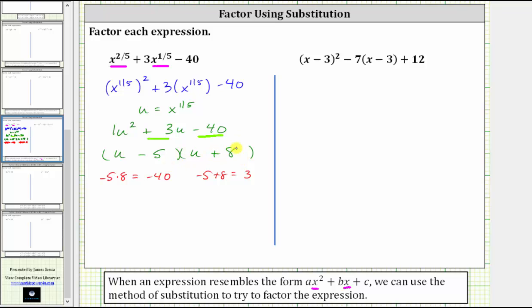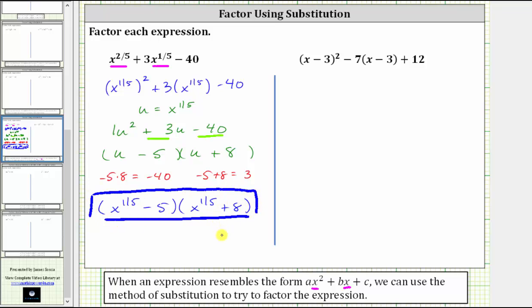And now that we have it factored in terms of u, we write it back in terms of x using u equals x raised to the power of 1/5, which means one factor is x raised to the power of 1/5 minus 5, and the other factor is x raised to the power of 1/5 plus 8. This is the factored form of the given expression.